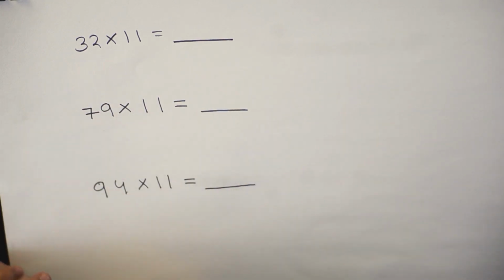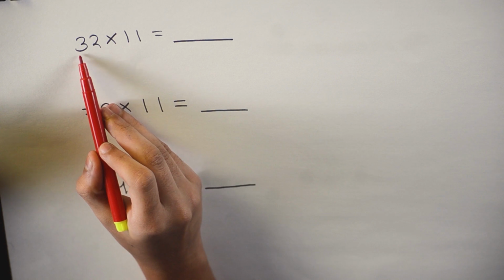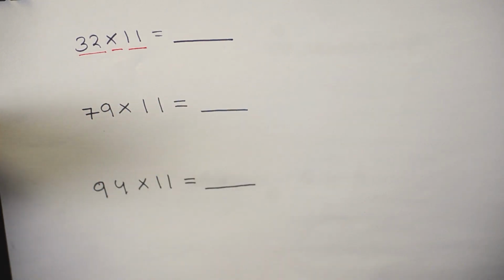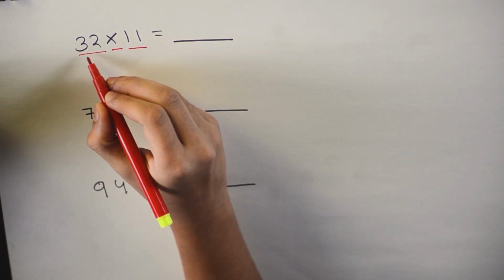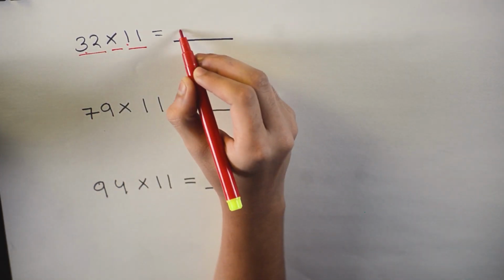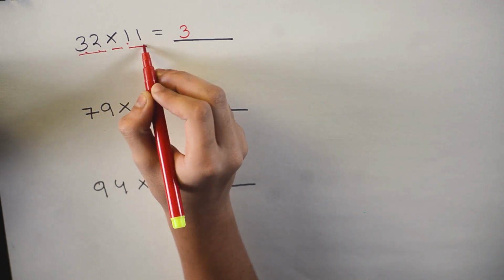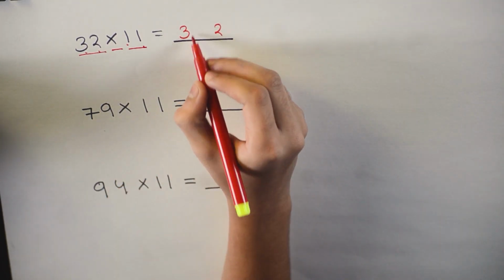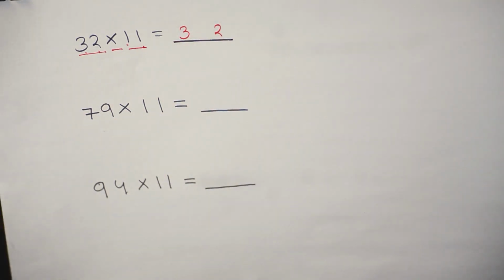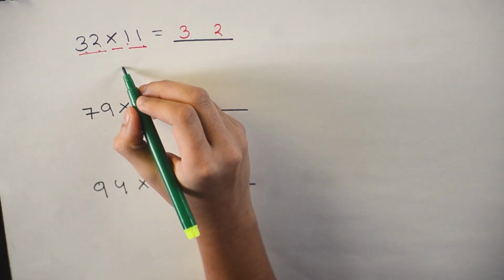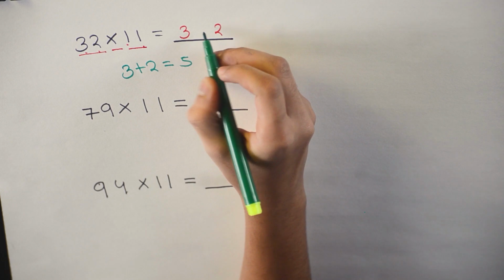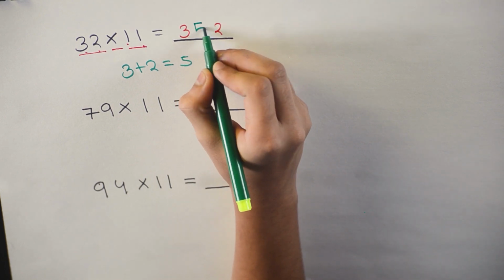So for our first operation, we are having 32 multiplied by 11. So for this one, what we will do is that we will firstly write 3 multiplied by 1 equals to 3 and 2 multiplied by 1 equals to 2. But here, what we will write in the blank? We will write here the addition or the sum of 3 plus 2, which is 5. That means in the blank it is going to be 5.